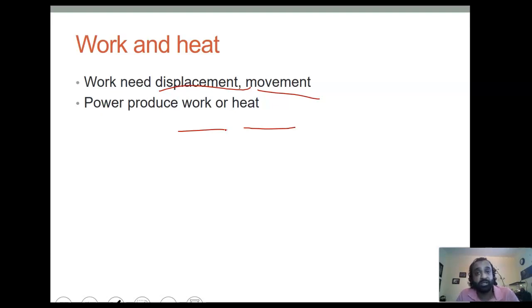How do we measure the boiler's power? The boiler is not doing displacement per se. It's moving water, yes, but it's making heat. So we're also spending the energy inside the fuel to make heat. So it has more power or less power. Power produces work or heat, and that terminology is what we need to know for our field.